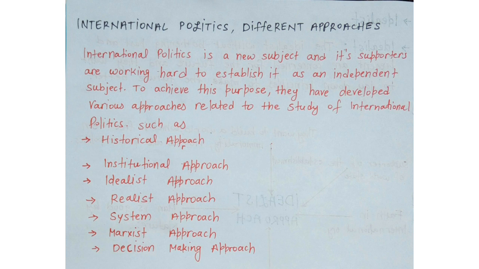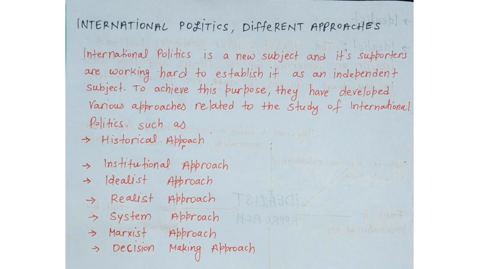Now apart from that, there is the Marxist approach, and we all know Karl Marx. They believe in socialism, anti-imperialism, and the welfare of the people, and so on. Such an approach is called the Marxist approach. Now we'll see the decision-making approach to study international politics, which comes from behavioralism. What does decision-making mean? In a particular situation, how one can react.